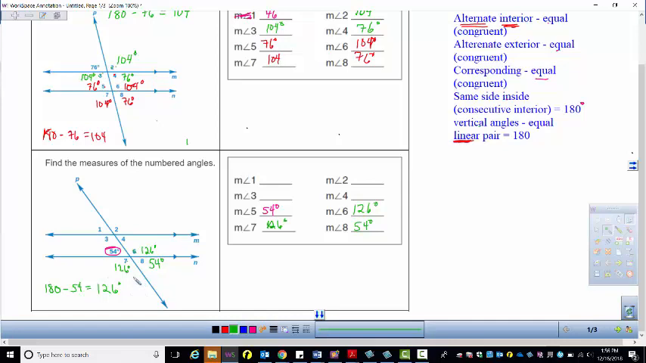Now I have to use something special. You can pick which one you want to use. I think this time I'm going to use corresponding. So corresponding means that they're in the same spot but on a different line. So like angle 2 and angle 6 are corresponding. So if angle 6 is 126 degrees, angle 2 is 126 degrees. And then from there, 2 and 3 are vertical. So angle 3 is also 126 degrees.